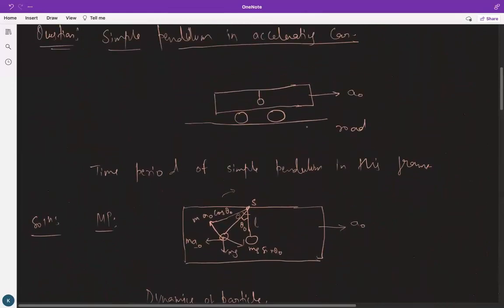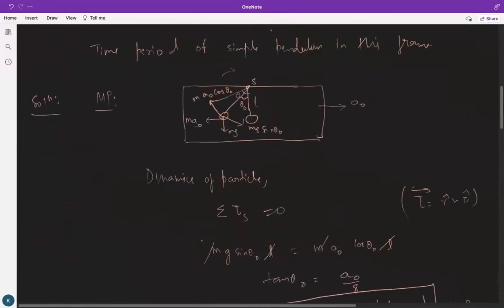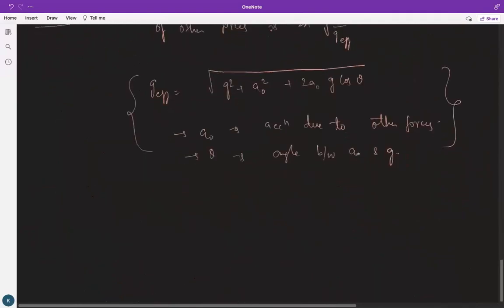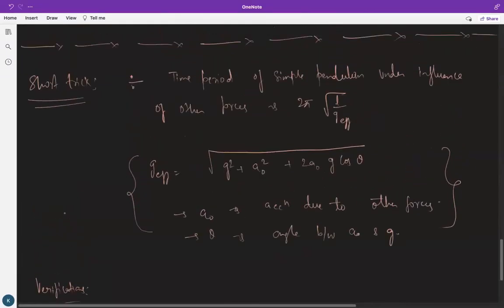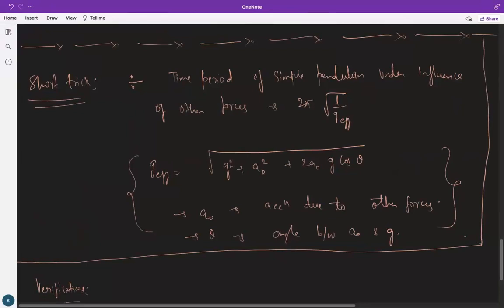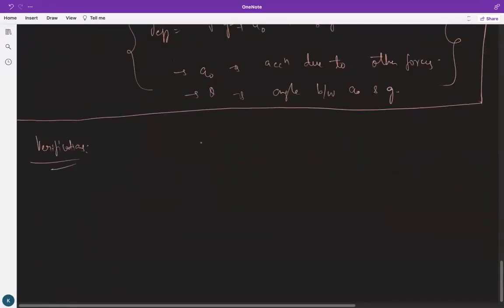On this system, when our simple pendulum is in an accelerating car. So let me write it here, the verification, right? So let's verify here. This is actually an important short trick, so let me put it under a box to highlight this thing. Okay. So verification with our previous system.